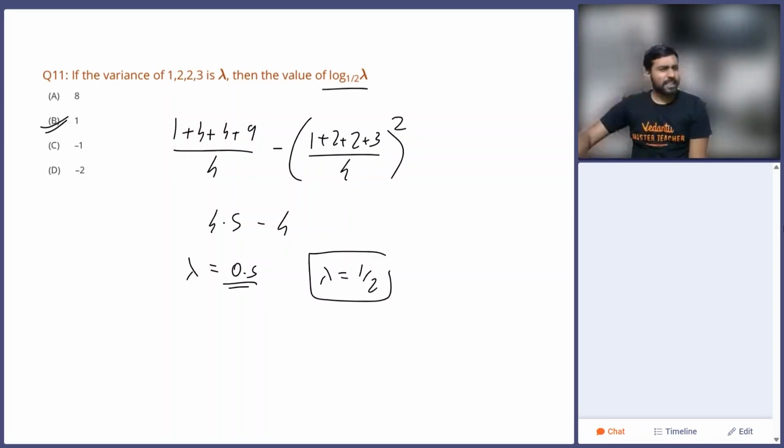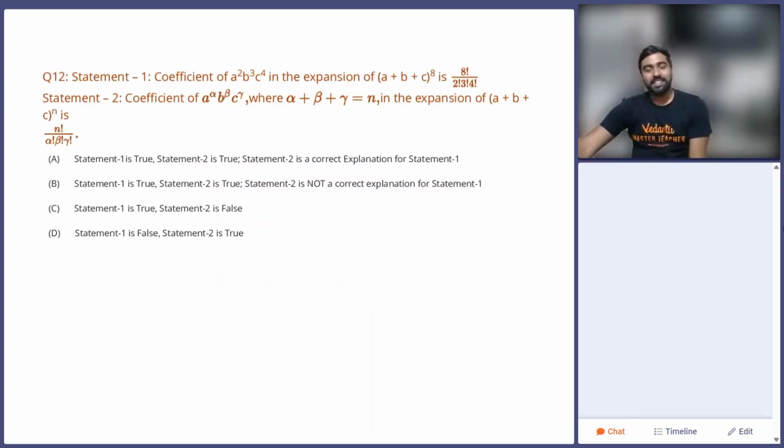Directly 1. So guys, this paper, at least for now, I believe has been a really easy paper. At least 8 questions were really doable, and even the 3 slightly calculative questions were still doable, only not something like a very tedious task.